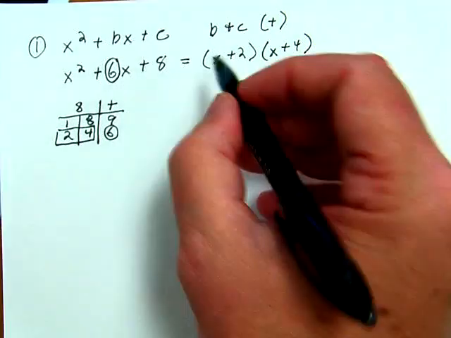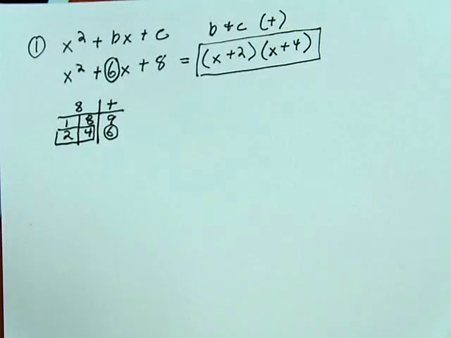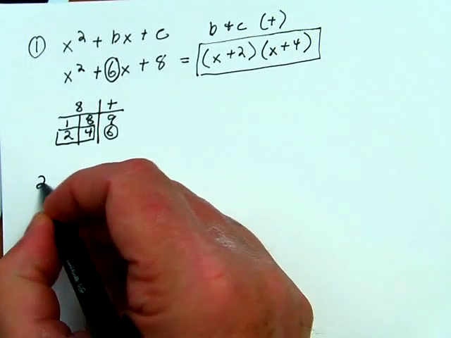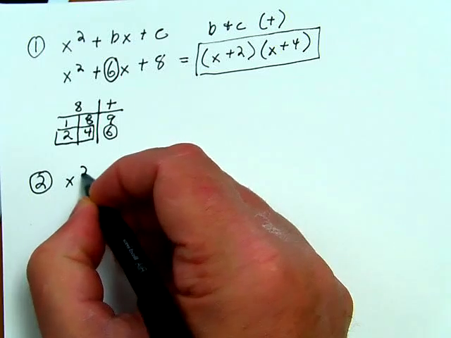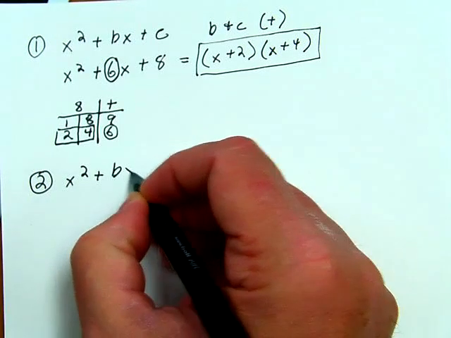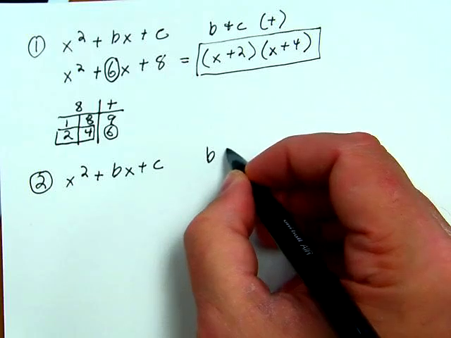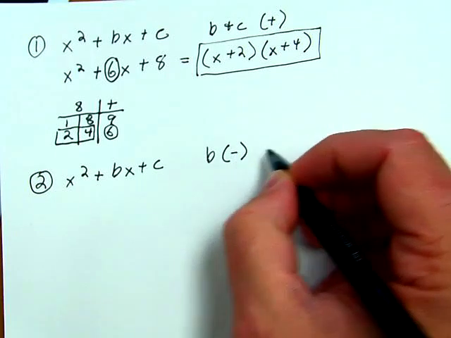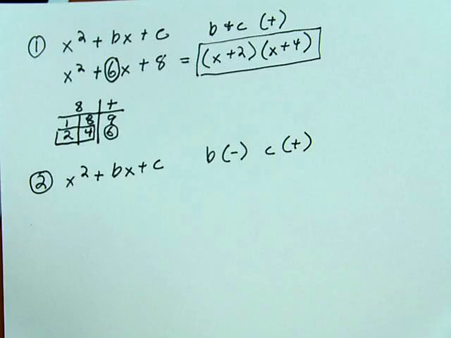And that is the factoring of that problem. Let's look at example number 2 now. In example number 2, I'll repeat it, the original equation, x squared plus bx plus c. And in this example, b is going to be a negative and c is going to be a positive. So let's look at the example.